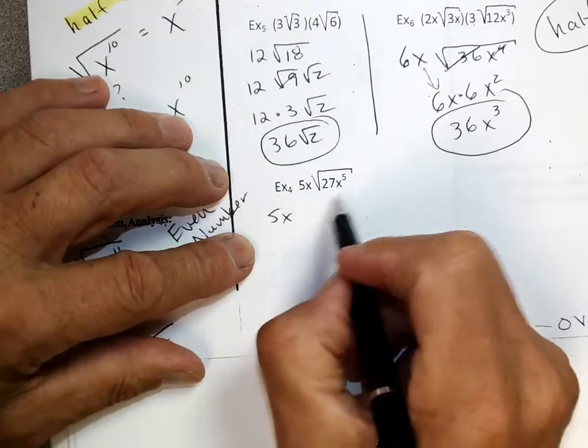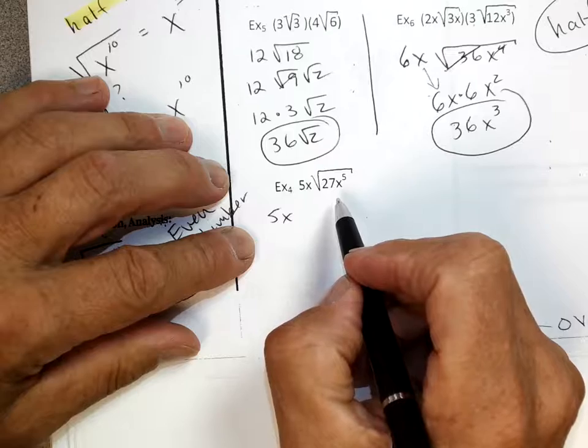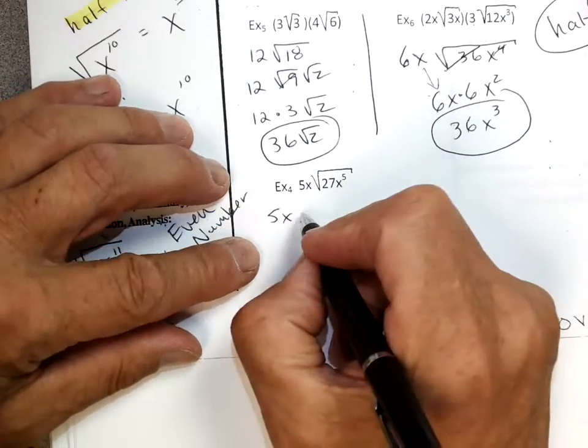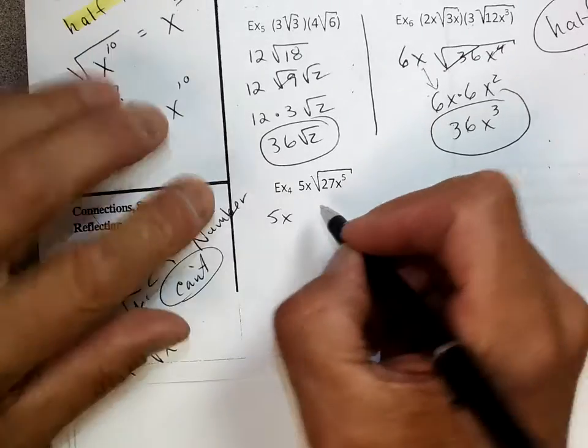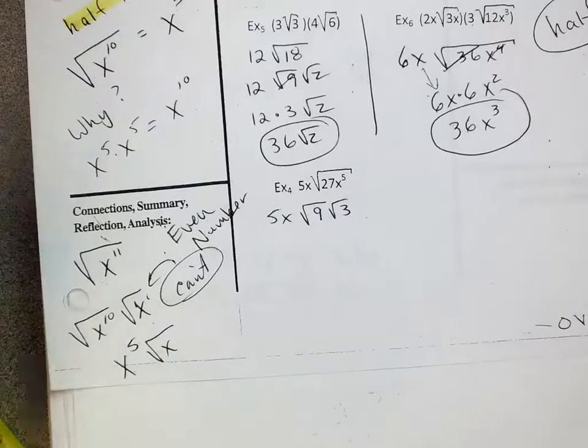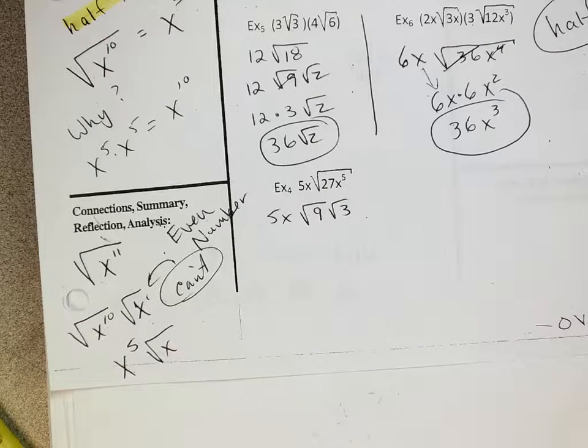And then what about the 27? What times what makes 27? 3 and 9. Okay, how about 9 and 3? We're saying the same thing, aren't we? Yep. Square root of 9, square root of 3. But what about x to the 5th? So it's odd, right? What do we do over here? We took 1 away from it, okay? We're going to do the same thing here.